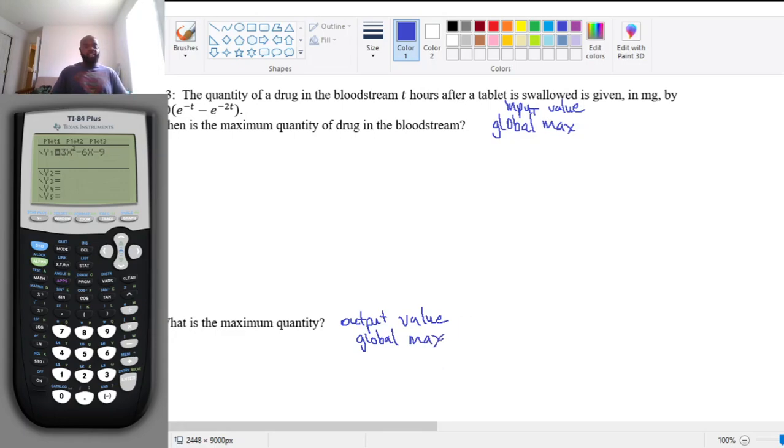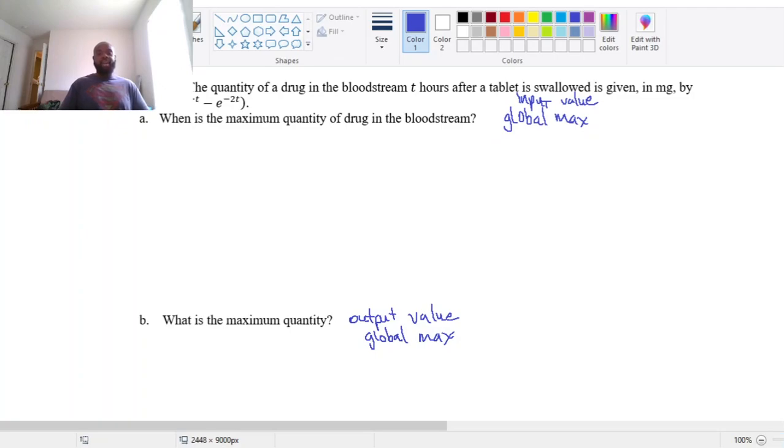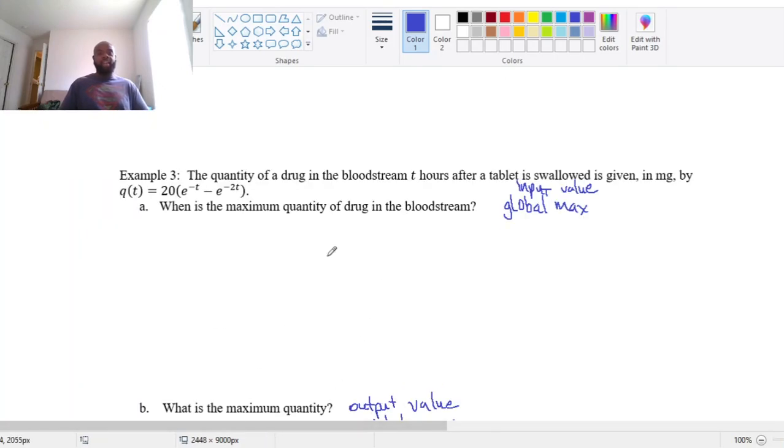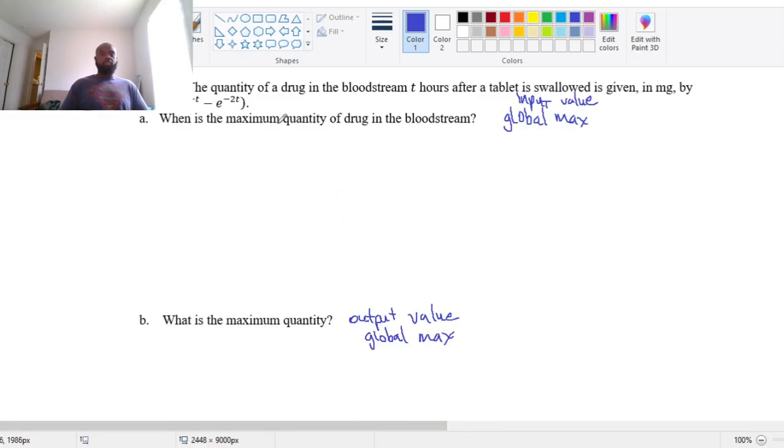And I'll remove that calculator so you can actually see the whole problem and scroll a little down. Sorry about that. But there we go. And so if I want to find my global max, the first thing I'm going to have to do is find my derivative. So I'm going to have to find Q prime of t.